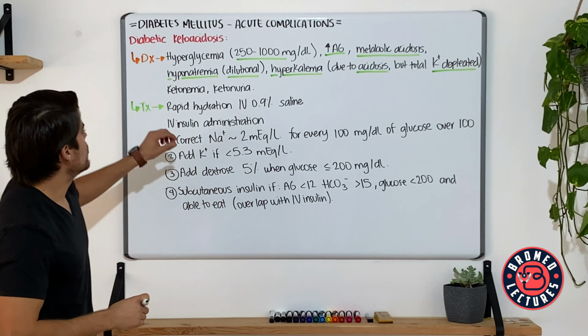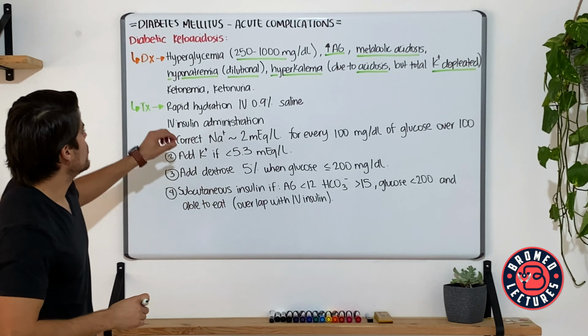Now, remember that insulin has an effect on potassium. It lowers potassium. And remember that we told you that these patients are potassium depleted. So you have to avoid generating hypokalemia in these patients. And if the patient already has a potassium less than 5.3 milliequivalents per liter, then you should consider adding potassium.